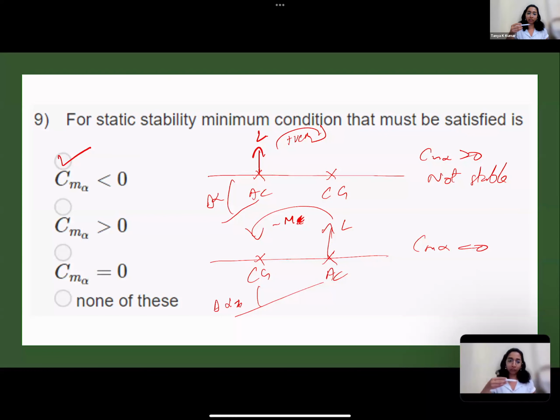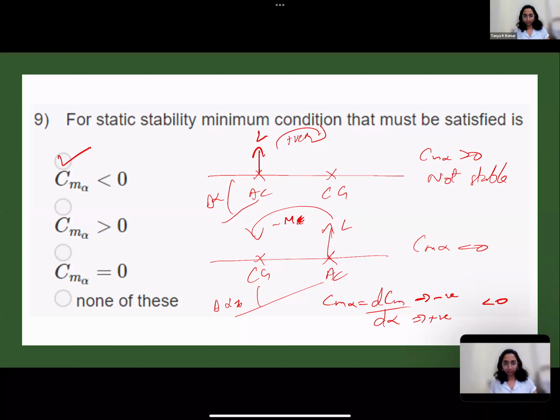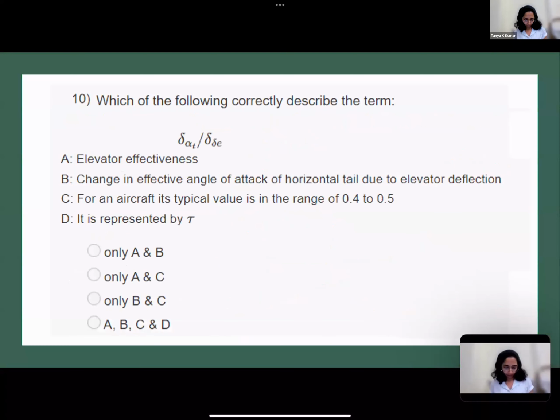CM alpha is dCm by d alpha. So for a positive change in alpha, what moment should you have so that it comes back to equilibrium? Pitch down. So this should be negative. So your overall CM alpha should be less than 0, should be negative. Is this clear? Please tell me if it's clear. Yes, okay, thank you.